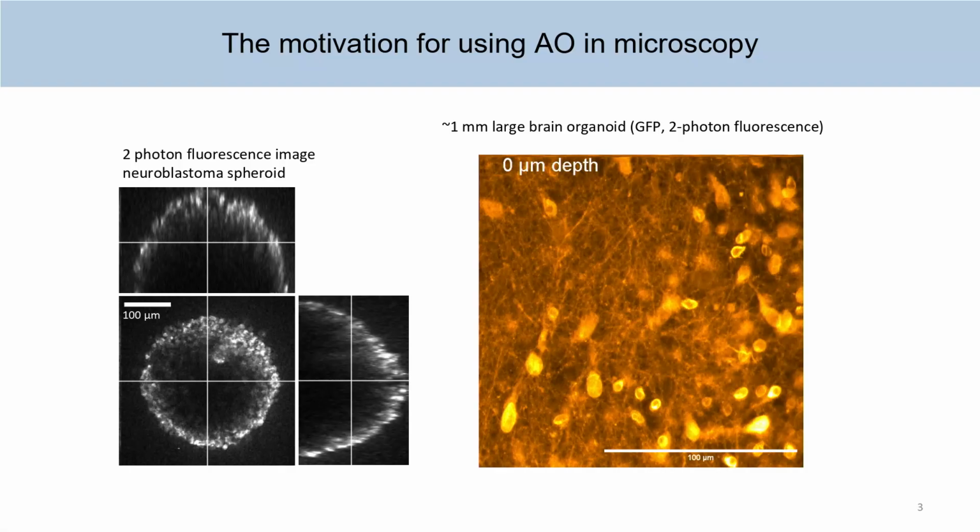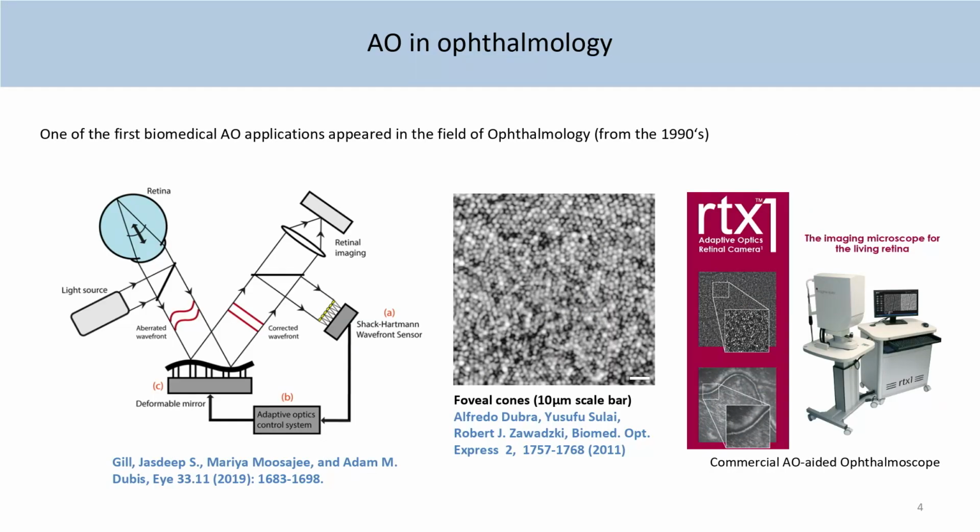These are images we took with a 2-photon fluorescence microscope, just demonstrating that even with a tool that is actually dedicated for deep tissue imaging, it is struggling to look inside these 200 micron thick cancer spheroid. And the same you would have seen on the right. These are GFP expressing neurons in a human brain organoid. And after 200 micron, you see there is just no signal left. It's extremely challenging to go inside these tissues, and this is where AO can help.